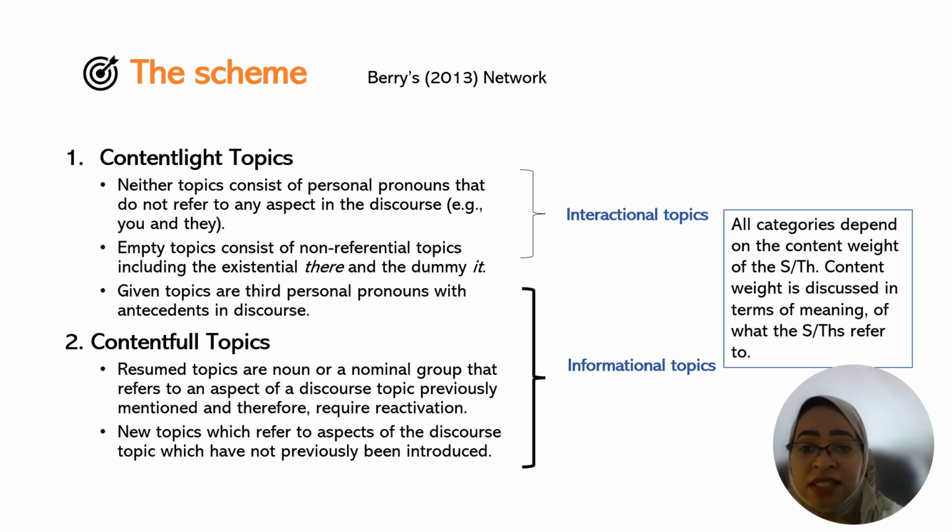On the other hand, content full themes encompass two types: resumed and new. Bayes categorized neither and empty topics as interactional topics, while given, resumed, and new topics are considered informational topics based on their weight and what they refer to in discourse.